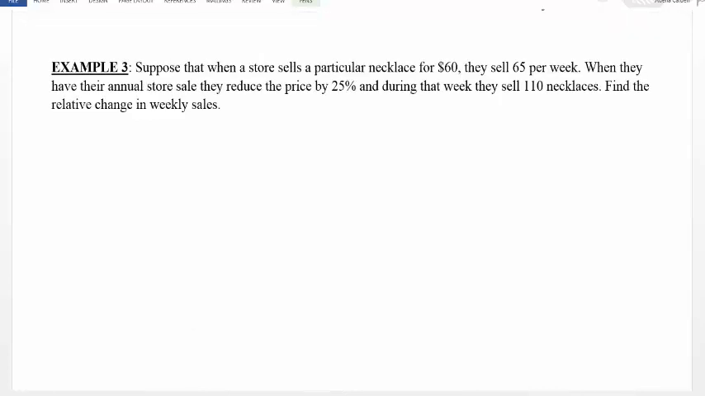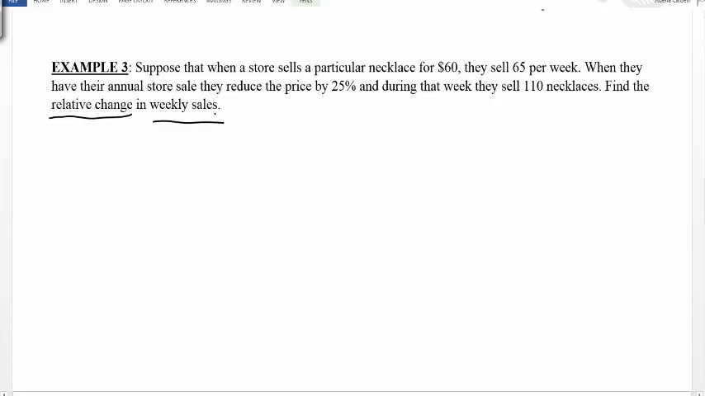Example 3. Suppose that when a store sells a particular necklace for $60, they sell 65 per week. When they have their annual store sale, they reduce the price by 25%, and during that week, they sell 110 necklaces. Find the relative change in weekly sales. Now, this word problem is really interesting because there's a lot of information here, and we need to be really careful about what information we need and what's extraneous information. So let's go back to the question.